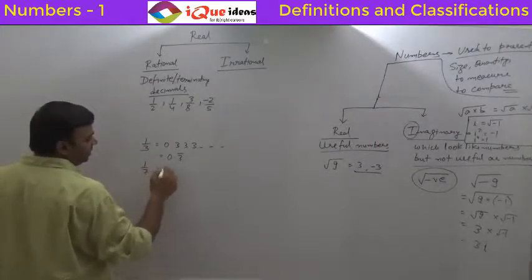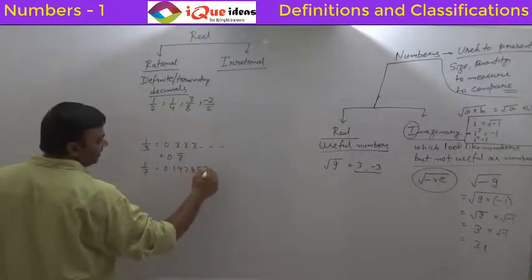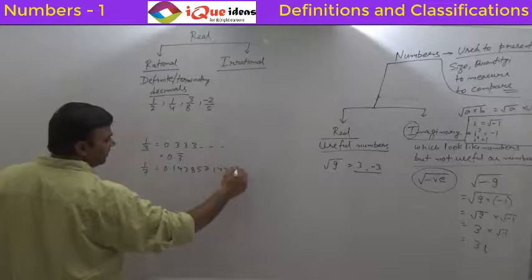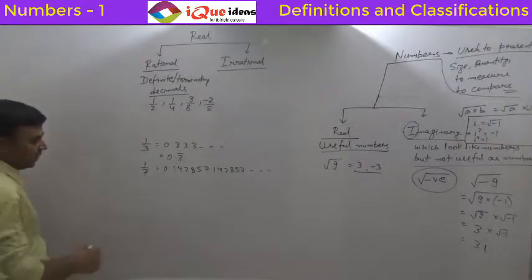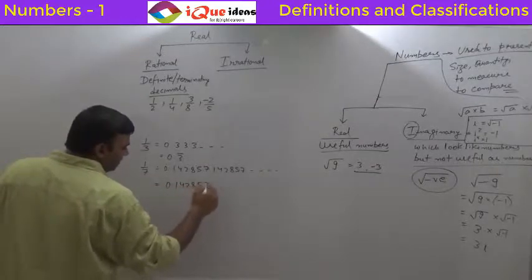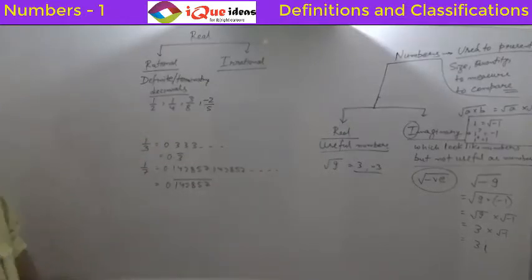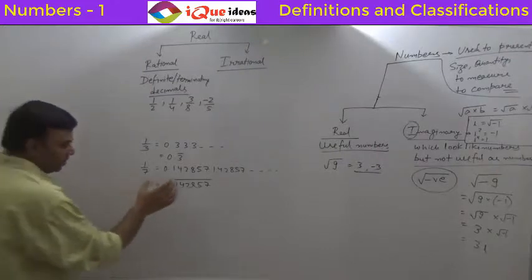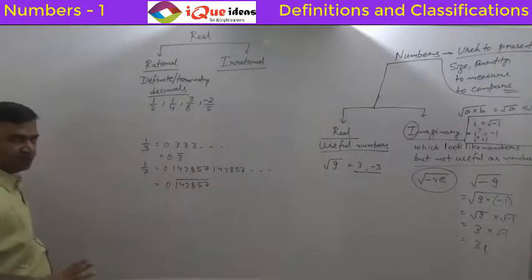take another example. 1 by 7 is 0. If you go on dividing, it is 1, 4, 2, 8, 5, 7, and again 1, 4, 2, 8, 5, 7, again 1, 4, 2, 8, 5, 7. You can check it by actual division. This can be presented as 0.142857. We know that these 6 digits are going to reappear in the same order, so we just present them like this. We put a bar. The bar just shows that the entire group of digits below the bar is going to be repeated in the same order. That's it, nothing else.